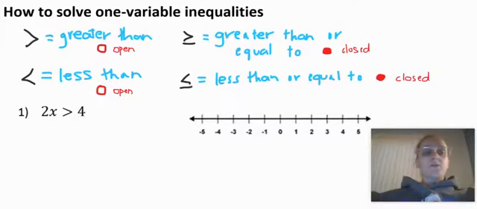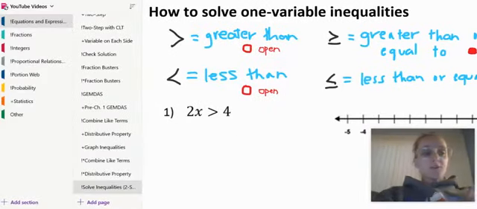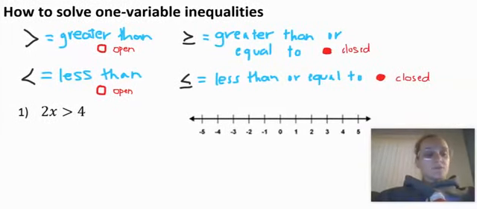In this video, we're talking about how to solve one variable inequalities. These are really similar to just solving one variable equations where there's an equal sign. The only difference is at the end that your solution means something different, but it's still going to be the same steps. So when I look here at number 1, 2x is greater than 4.